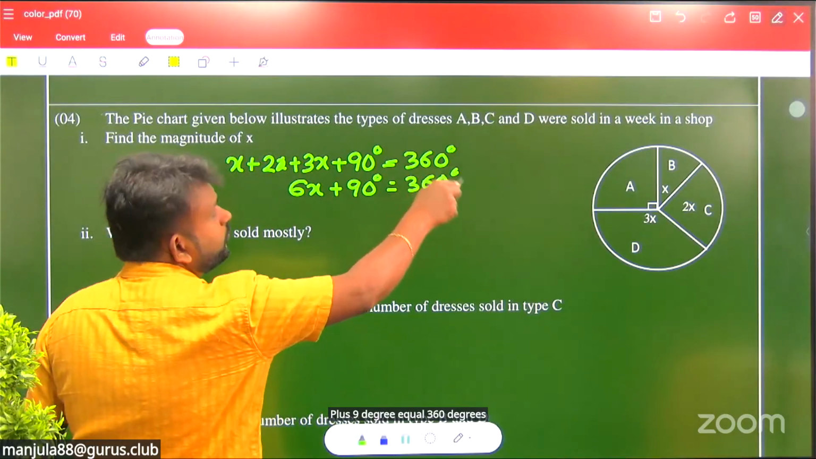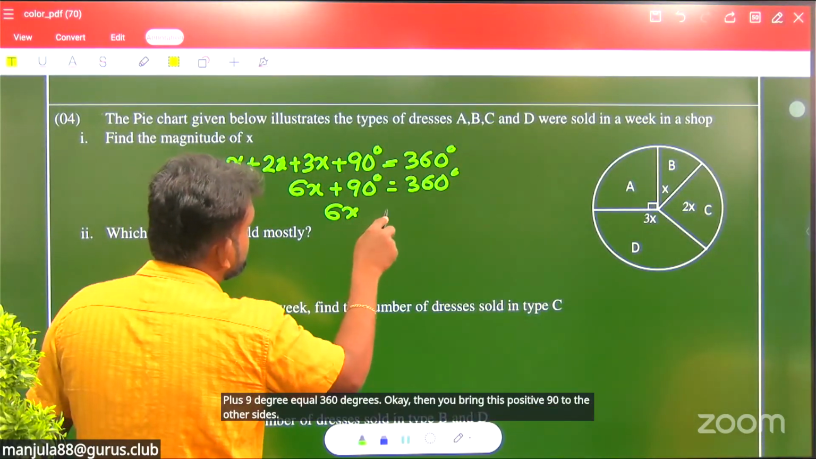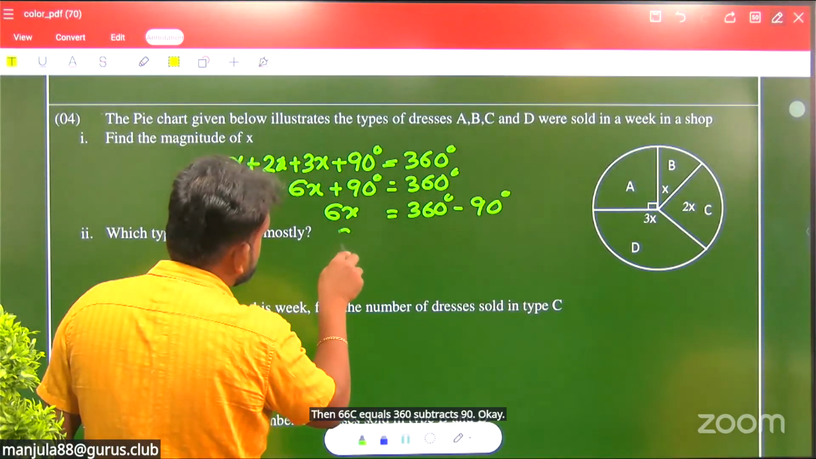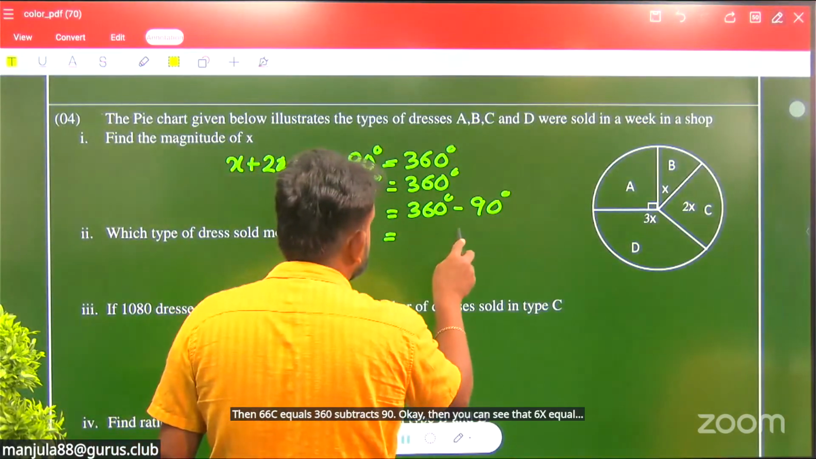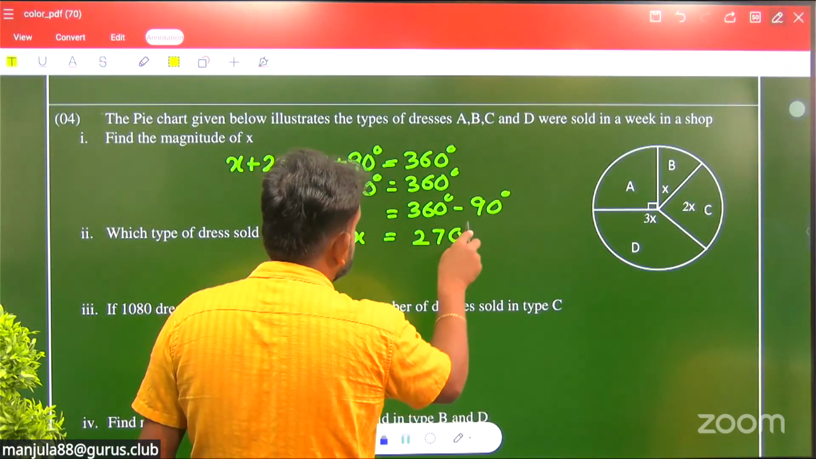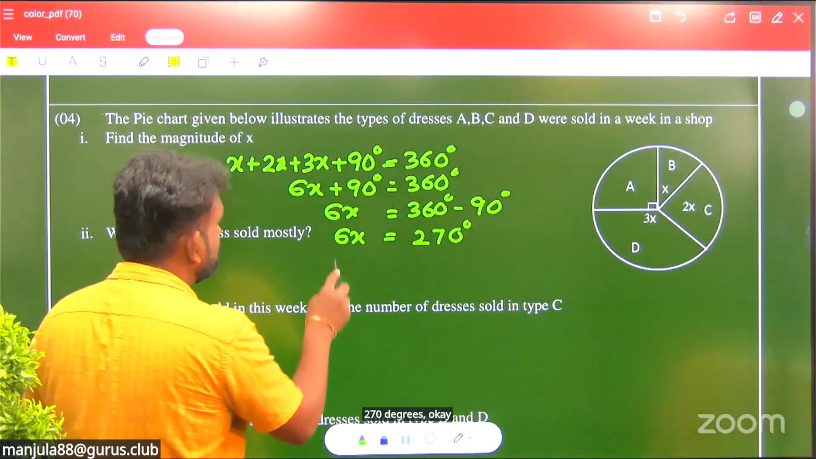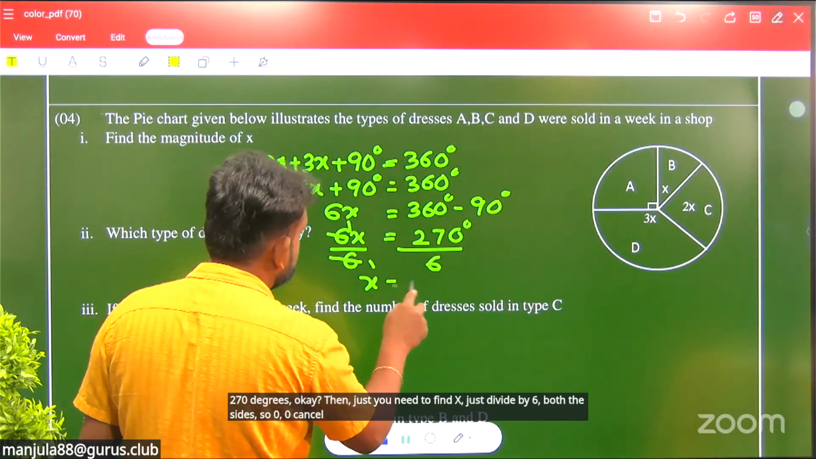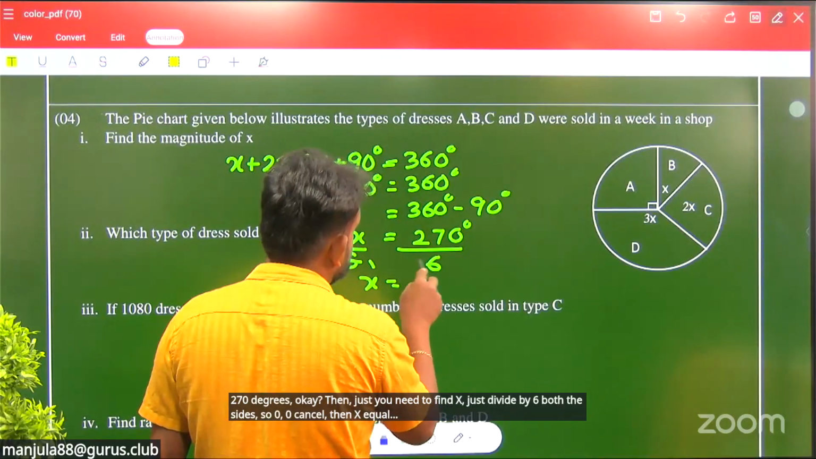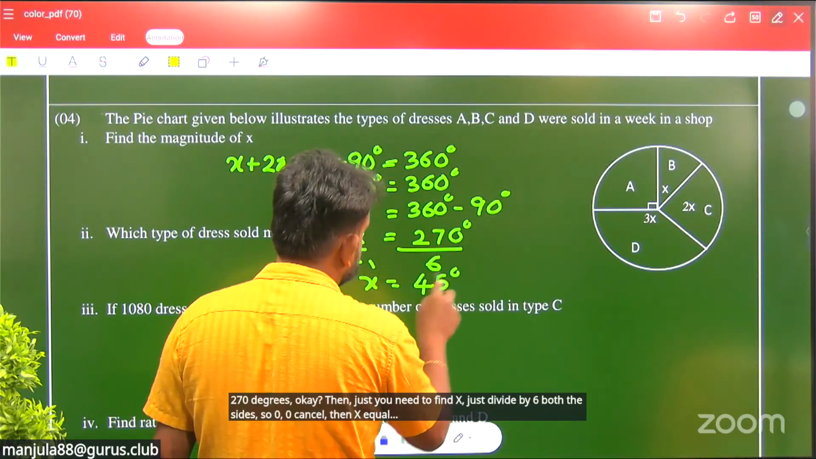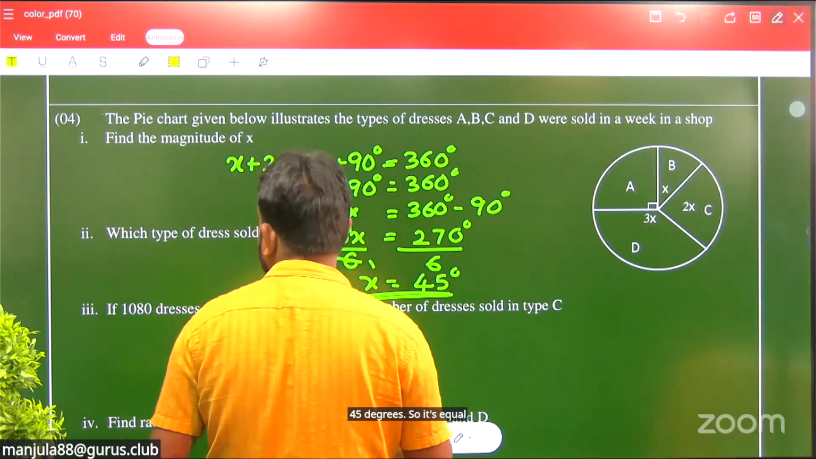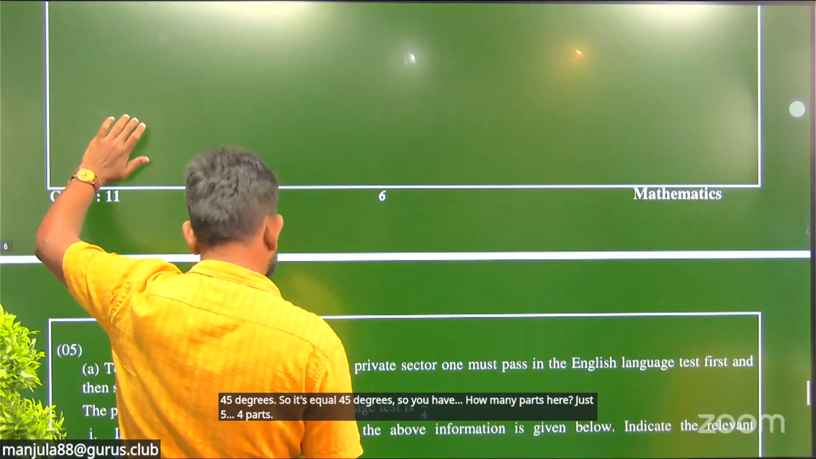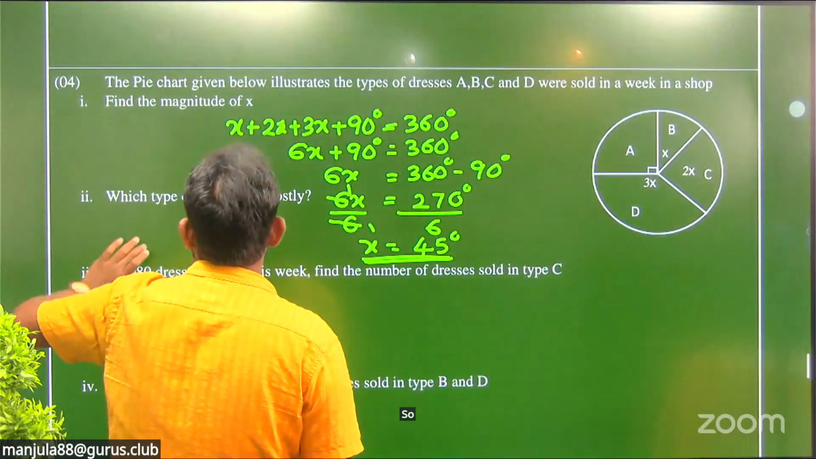Okay, then you bring this positive 90 to the other side. Then 6x equals 360 subtract 90. Then you can see that 6x equals 270 degrees. Then to find x, just divide by 6 on both sides. So the zeros cancel, then x equals 45 degrees. So x equals 45 degrees. So how many parts do you have here? Just 4 parts. So you have 2 marks there.